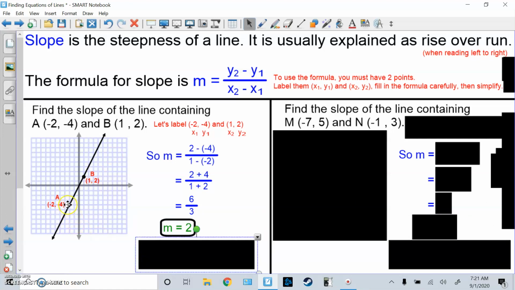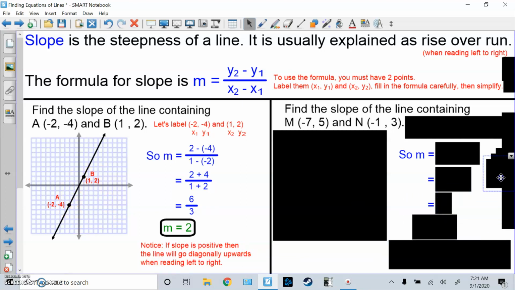So y'all learn rise 2, run 1, up 2 over 1, up 2 over 1. All right, notice, if the slope is positive, then the line will go diagonally upwards when reading from left to right. So this line is uphill.